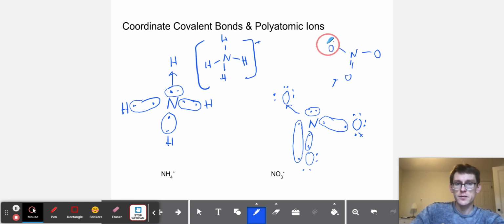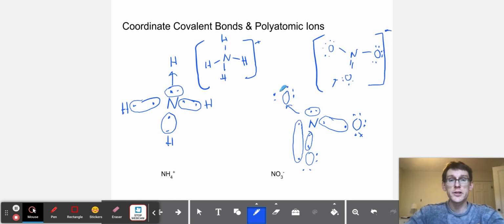It's got 1, 2, 3, 4, 5, 6 from the lone pairs. This O has 1, 2, 3, 4 from the lone pairs, plus 4 bonding electrons. And then this one over here, it has 1, 2, 3, 4, 5, 6. 2, 4, 6 plus the bond gives us the octet. Now this whole thing overall, sorry, I kind of went through those electrons. This whole thing overall is -1. And that would be my Lewis structure for the nitrate anion.